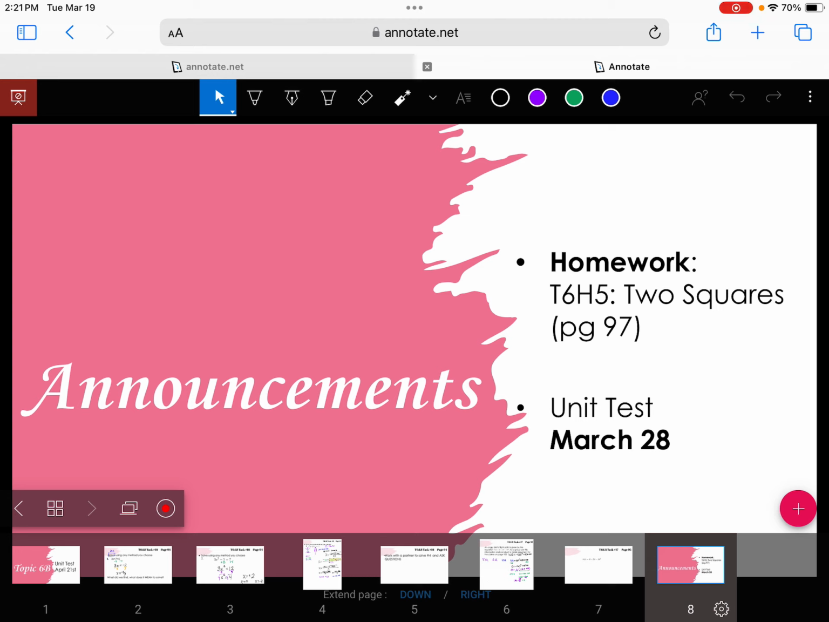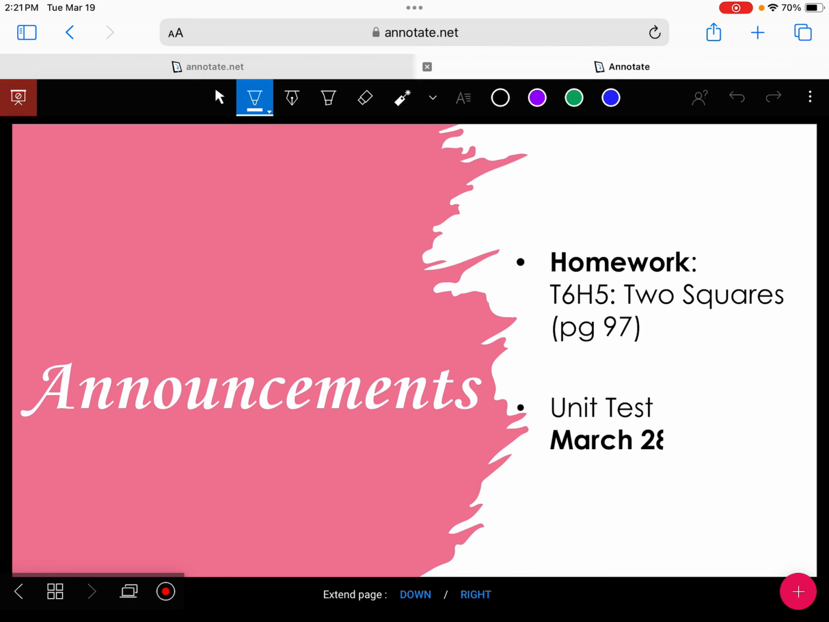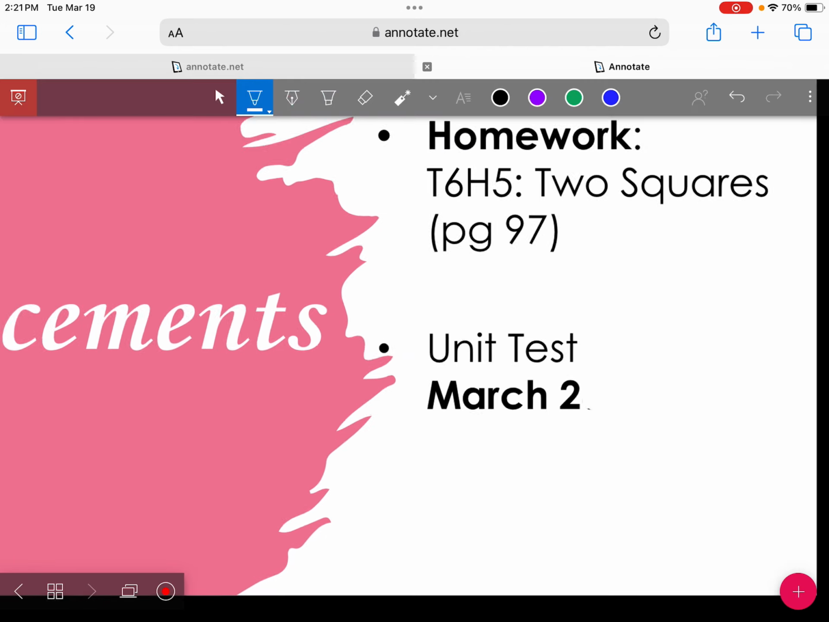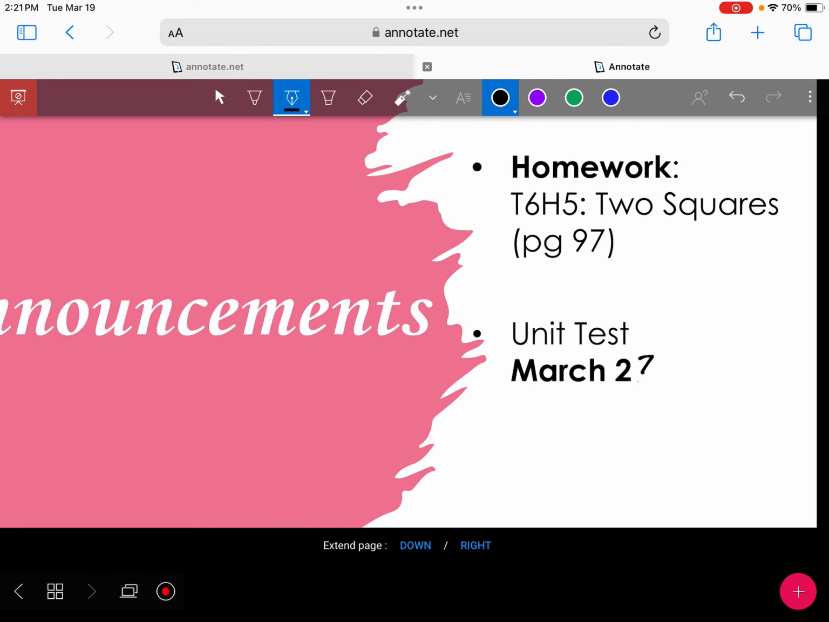Our unit test is March 27th, not 28th. I continually forget to go in and fix that because the 28th is a short period. And we don't want that. We do not want a shortened period for a test.